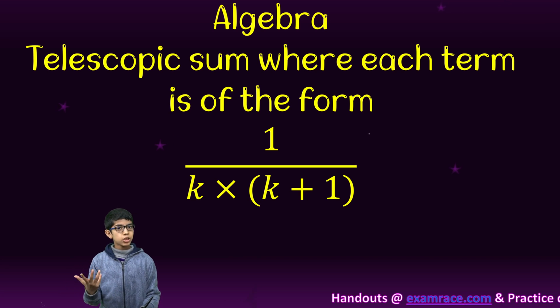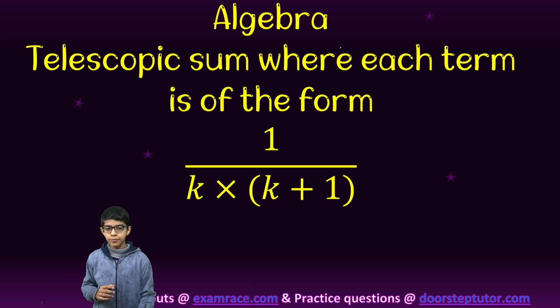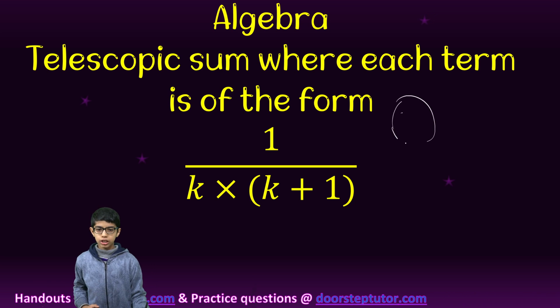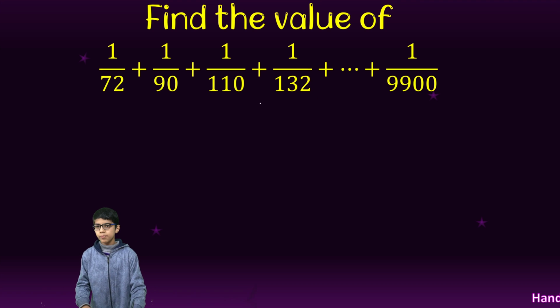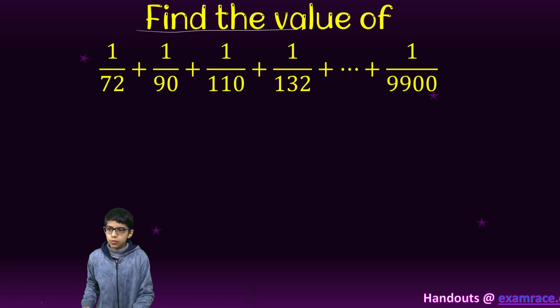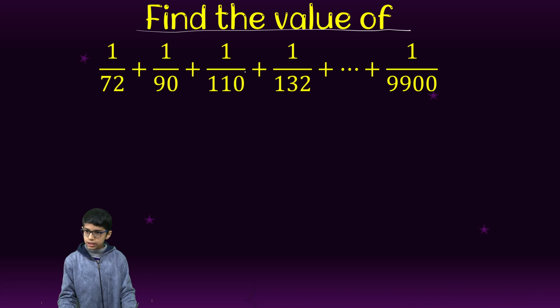What does a telescopic sum mean? A telescopic sum is a very long sum and we cannot write it shortly in one or two lines. Here is an example. So we have to find the value of this long telescopic sum. We will use the formula.